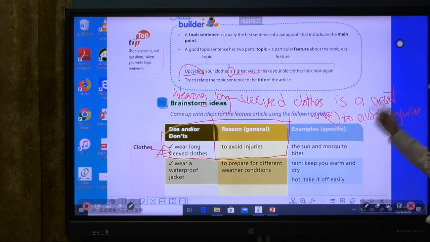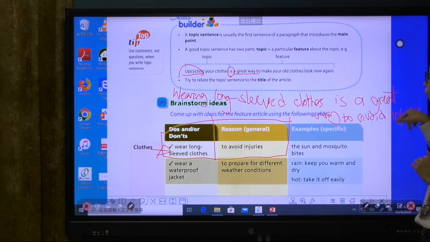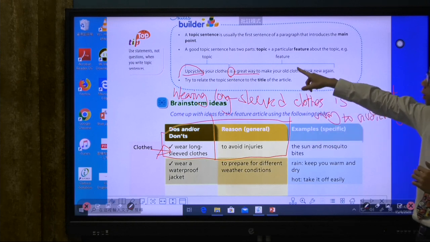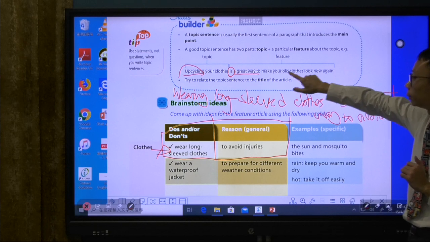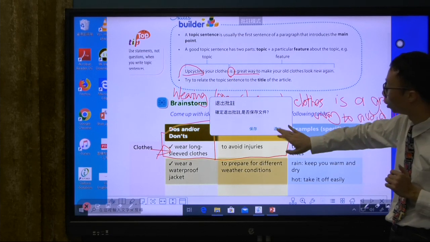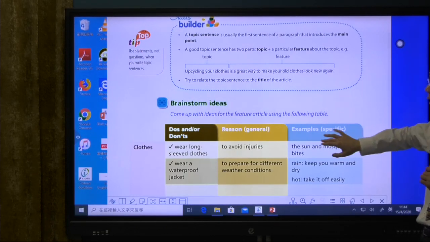Okay, and then you can put it this way, and wearing long sleeve clothes is a great way to avoid injuries. And now you know how to write a topic sentence, and you can just modify it like this. I'll show you some more of how you write this one.